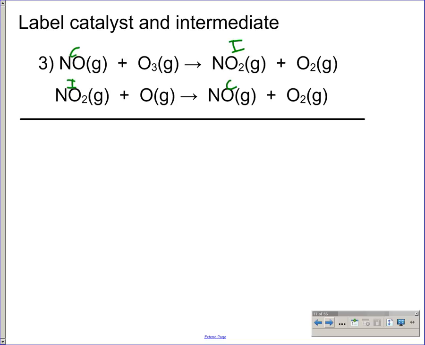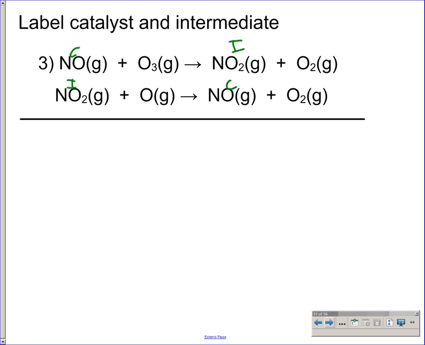But NO2 is an intermediate, because it's not here to begin with, we form it. It's not in the reactants of the first reaction. It's formed really quickly and then consumed very quickly, and it's not present at the end. Maybe. It depends on how stable your intermediate is. Some intermediates are very unstable and really reactive, and they react so fast that you never see the intermediate, unless you can slow down the reaction.